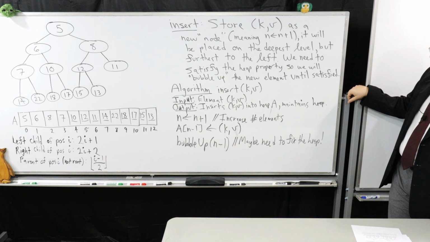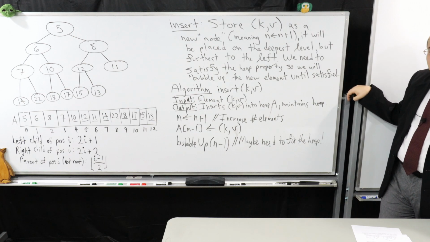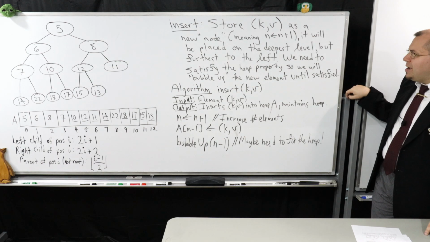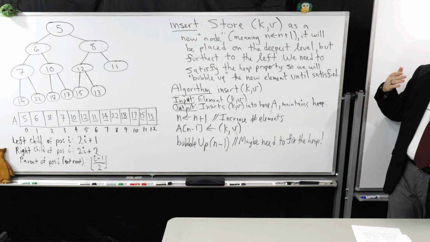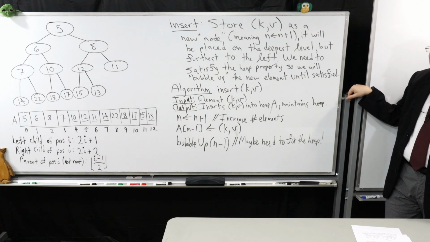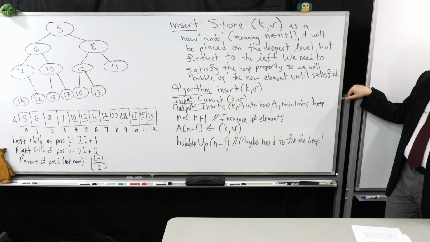Okay, so now I want to talk about operations for our priority queue. Remember, the whole idea why I wanted to show you this binary heap was because I wanted to implement my priority queue. And I claimed that there was some way I could do that with heaps. So we're going to go through the operations.